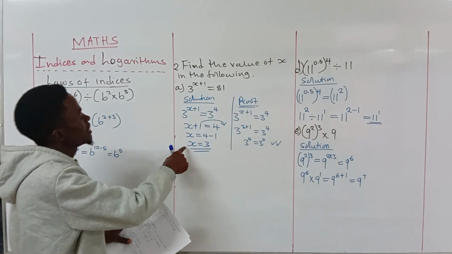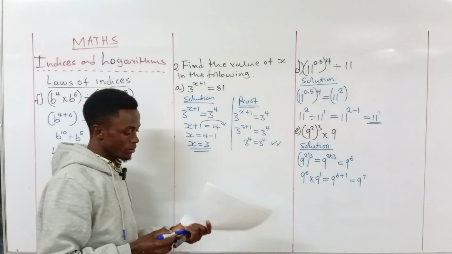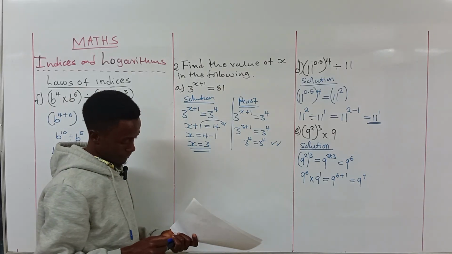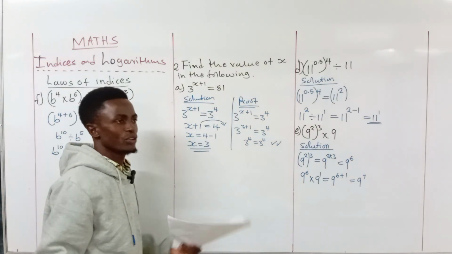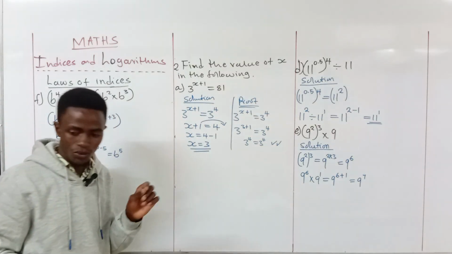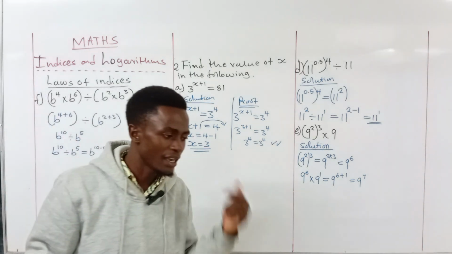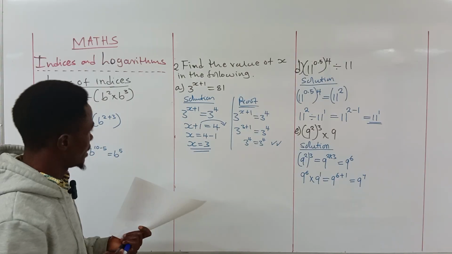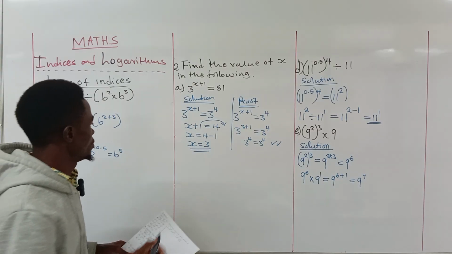For any unknown that you will be given in your assessment, you should be able to prove it. In mathematics, there is no other way you can do it without proving. The answer you get, if you replace it in the gap, it makes the question complete.